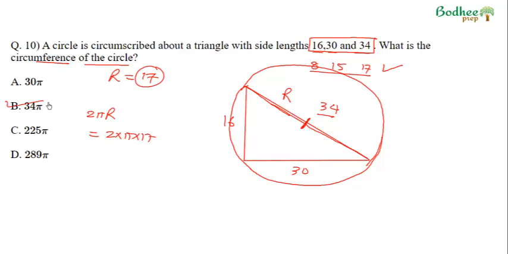Very, very easy question. We just need to identify that this is a triplet, in which case it will become a right angle triangle. Rest everything is very simple.